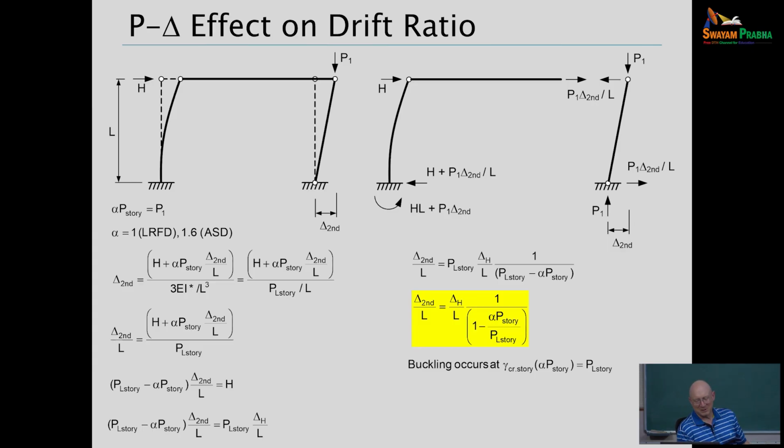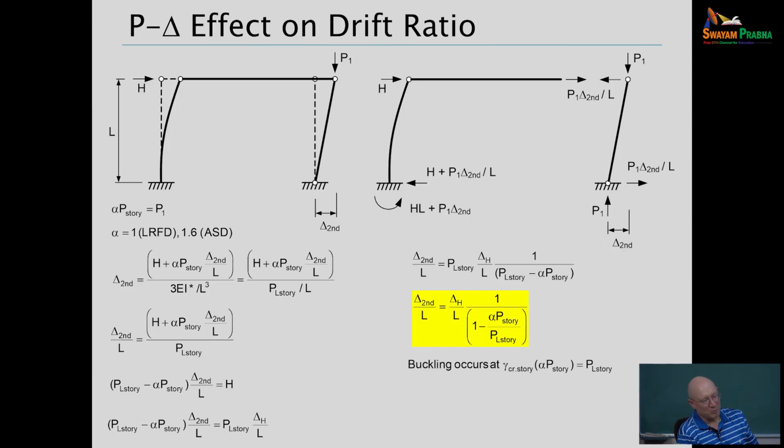Or another way we can say it, I've got buckling if the amplifier is becoming huge. So our side sway amplifier here, when will that essentially blow up on us? Well, if alpha P story, we assume hopefully we're designing something where alpha P story is not equal to PL story, otherwise it blows up. But if we scale that by gamma critical, that's our eigenvalue, the amount that we're scaling our loads to get to incipient elastic buckling.